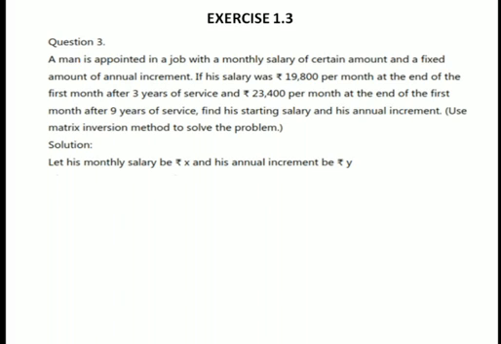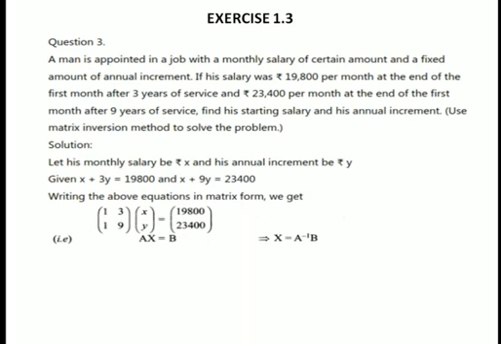Let his monthly salary be rupees X and his annual increment be rupees Y. Then write it in equation form. X plus 3Y equal to 19,800. X plus 9Y equal to 23,400. Write the above equations in matrix form: AX equal to B, X equal to A inverse B.